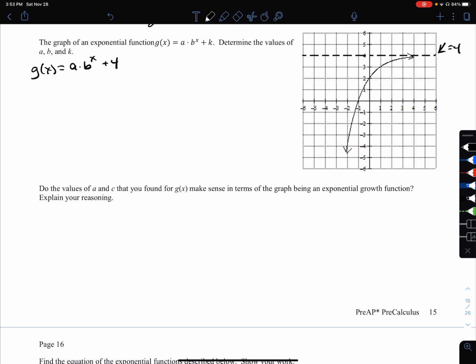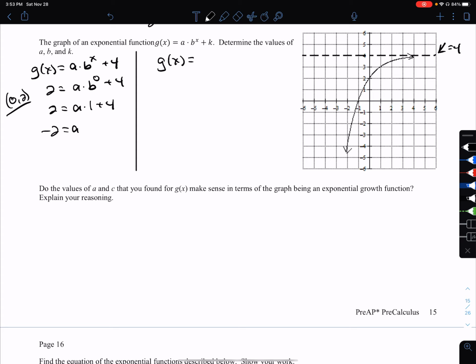Now I would like to get this x to be a 0. So do I know what that ordered pair would be? It would be 0, 2. So I'm going to put 0, 2 into this, 2 in for g, and 0 in for x. That's going to give me 2 equals a times 1 plus 4. If I subtract 4 from both sides, I get a is negative 2. So now I have g of x equals, I know what a is. I still don't know what b is.